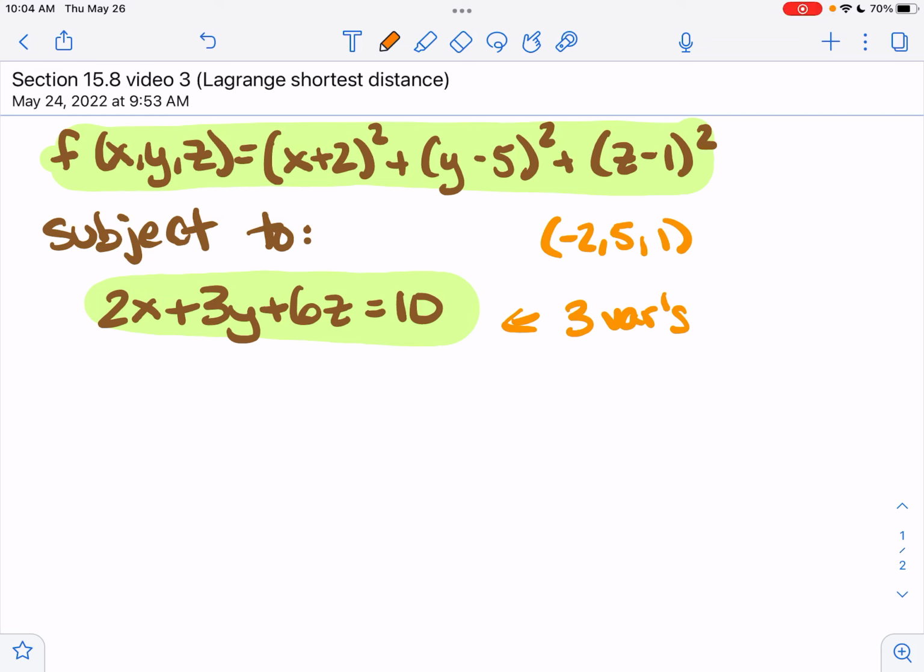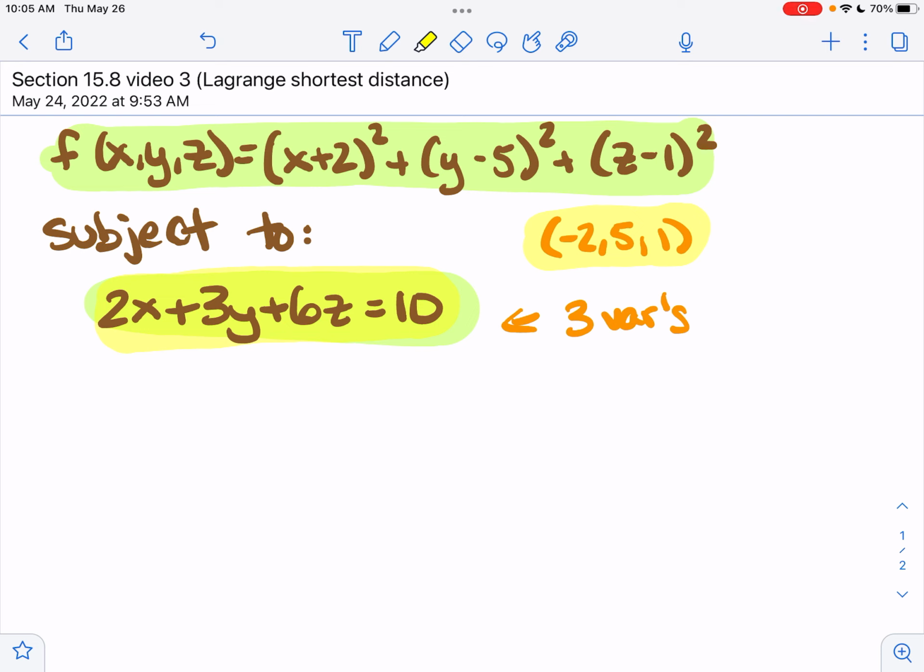Final Lagrange multiplier example. We're trying to find the point on a given plane that's closest to a given point. This is our given point, -2, 5, 1. This is the plane, 2x plus 3y plus 6z equals 10. So that's our constraint. We want points that lie on that plane, and we want to minimize a distance.